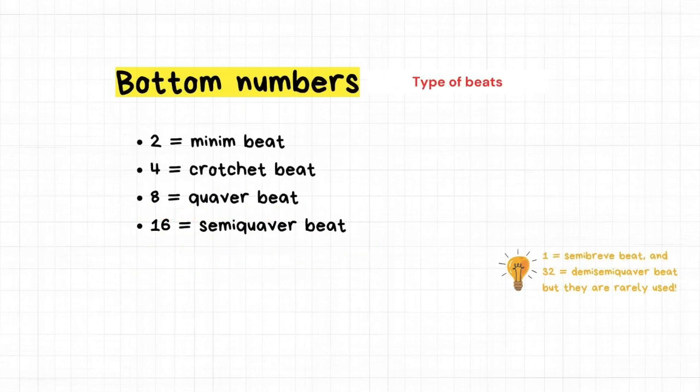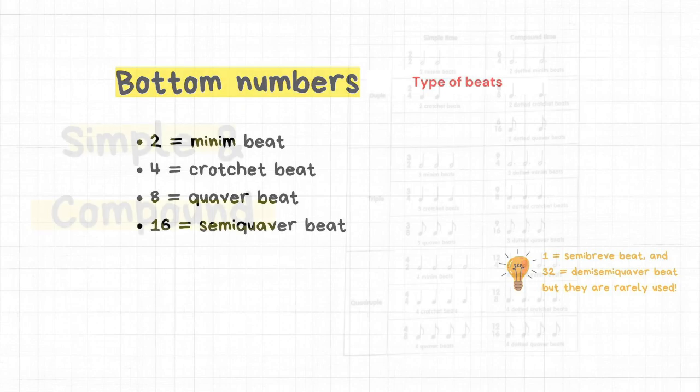Whereas the bottom numbers will be the type of beats. 2 refers to minim beat, 4 for crotchet beat, 8 for quaver beat, and 16 for semiquaver beat. Actually, we also have 1 equals a semibreve beat and 32 equals a demisemiquaver beat, but they are rarely used and also not included in the Grade 5 theory syllabus.